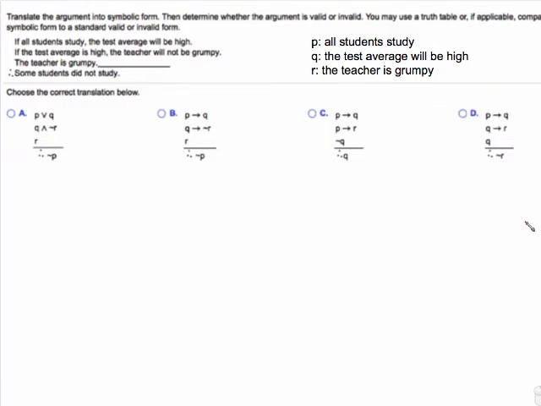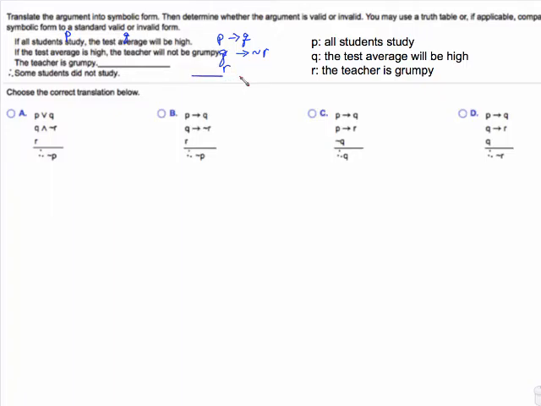So we have, if all students study, that's P, the test average will be high, that's Q. And that's an if-then, so we're looking at if P, then Q. If the test average is high, the teacher will not be grumpy. Test average is high is Q. The teacher will not be grumpy. That has to be not R. The teacher is grumpy. That is R.